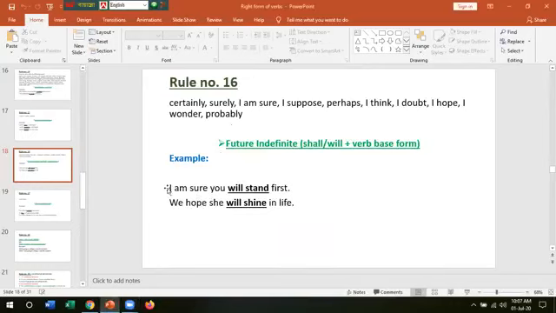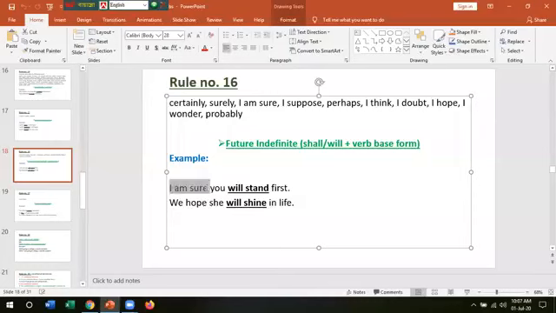Here you see, I am sure is there in this sentence, and so the later part is in future indefinite tense. That is subject you, will, and the base form of verb, that is stand. I'm sure you will stand first. We hope she will shine in life. So this is our rule 16.